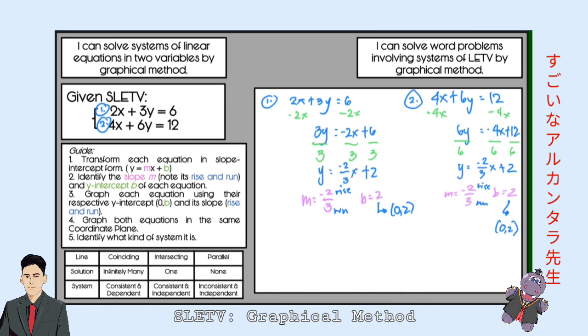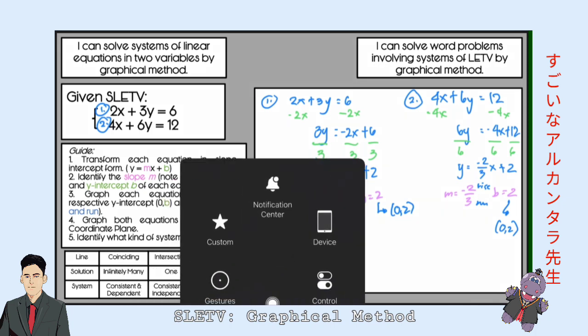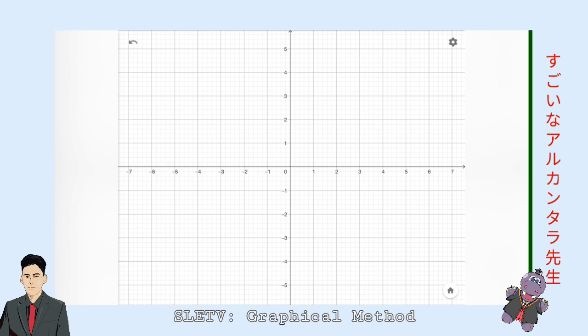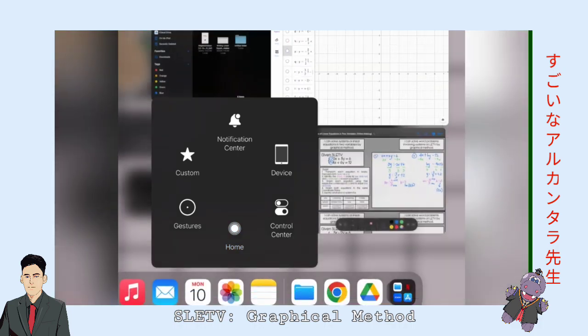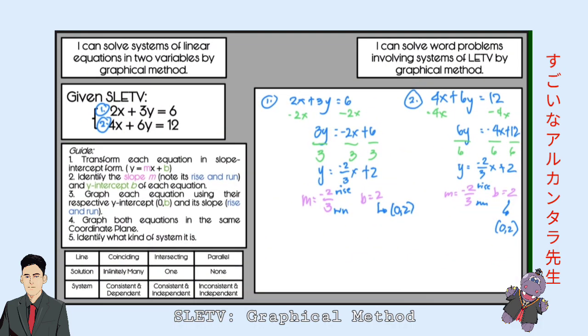So if you look at it in the Cartesian coordinate system, after graphing using our slope and our y-intercept, you will notice that it will look like this. This is the first equation, followed by the second one. It's going to overlap, meaning it's coinciding, because at the end of the day, they are the same equations. So they are coinciding. That's our note, coinciding. Infinite solutions.